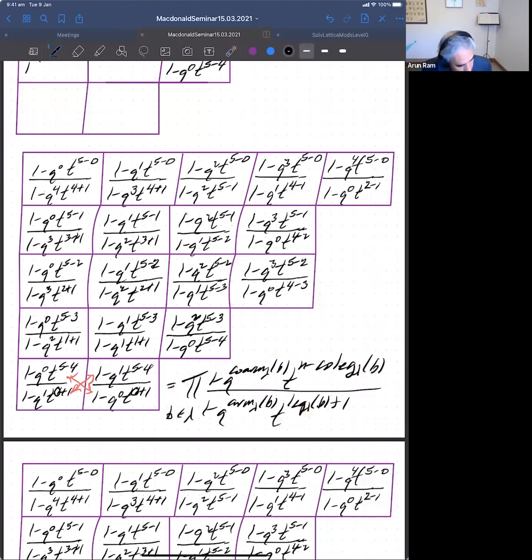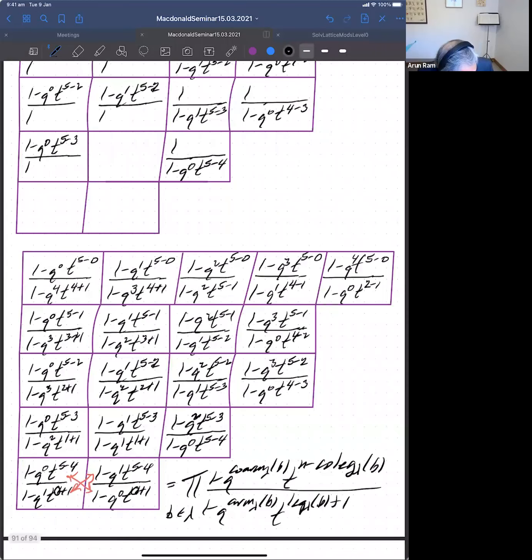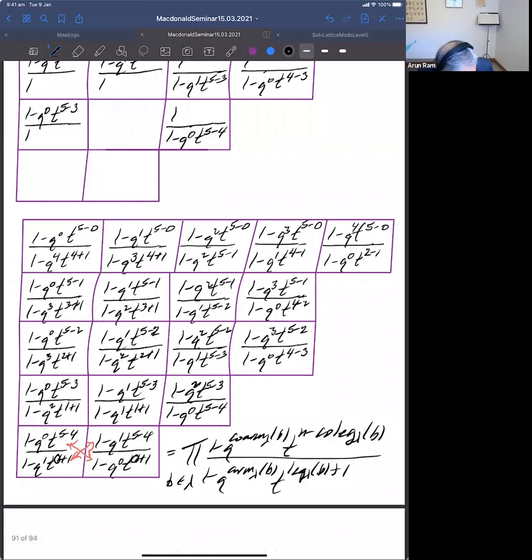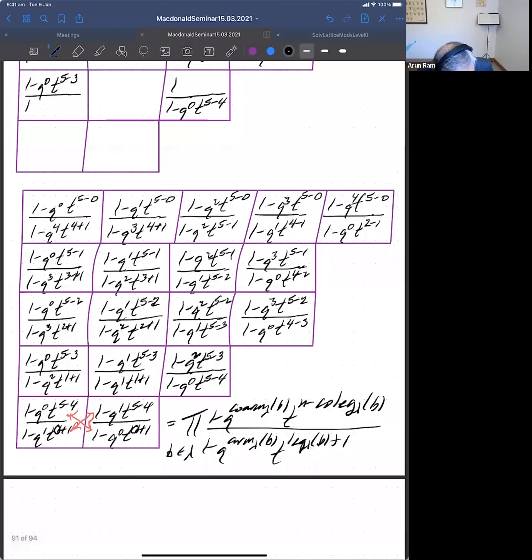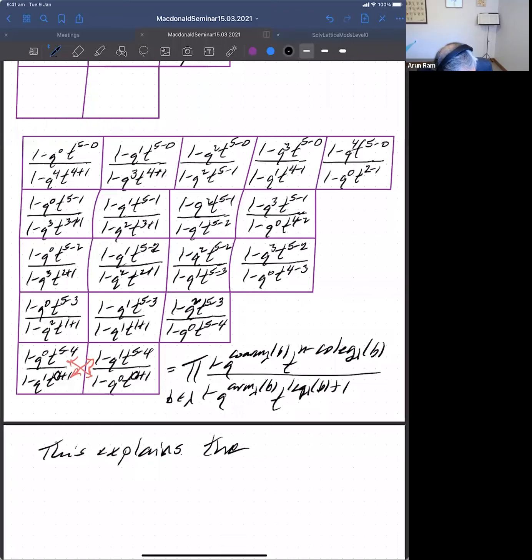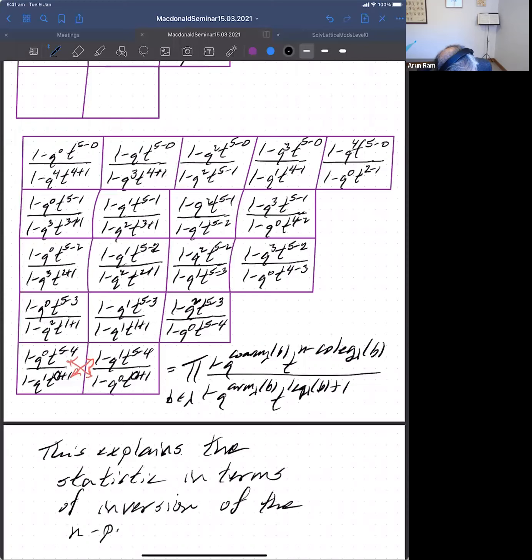So let me write a statement. So this explains the statistics in terms of the inversions of the n-periodic permutation T lambda. And I think that's amazing.